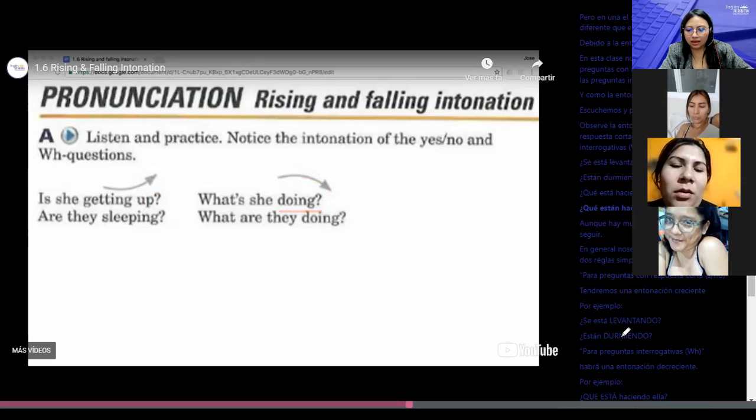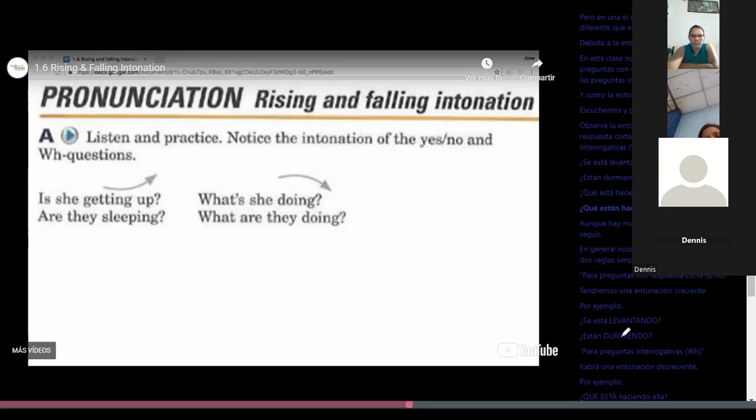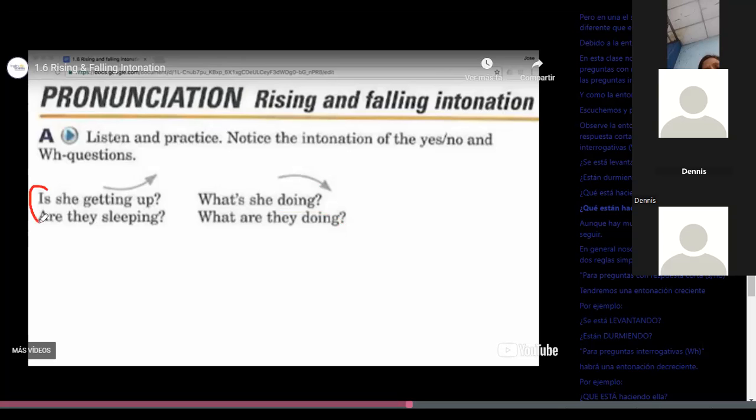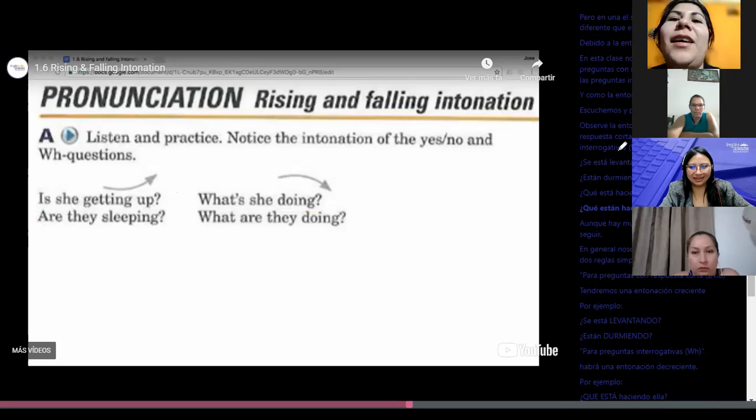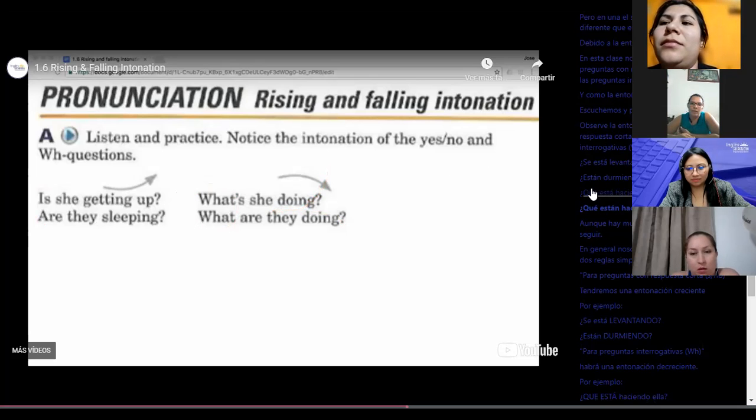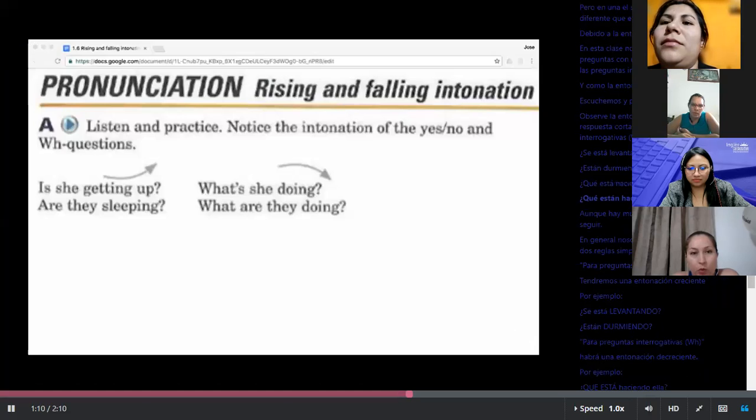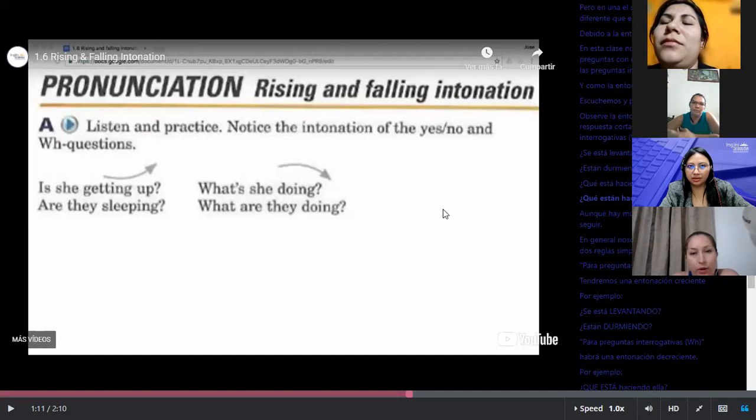Okay, practiquemos. Who wants to practice? ¿Quién quiere practicar la entonación correcta? ¿Quién quiere leer las dos primeras? Dalia, go ahead, please. La escucho. Is she getting up? Excellent. Are they sleeping? Great job. Glenda Flor, ahora usted con estas. What's she doing? What are you doing? Oh, pero aquí escuché, doing. No, doing. Tiene que bajar la entonación, ¿ok? Le ayudo, don't worry, let's listen. What's she doing? What are they doing? What's she doing? What are they doing? Excellent. Great job.